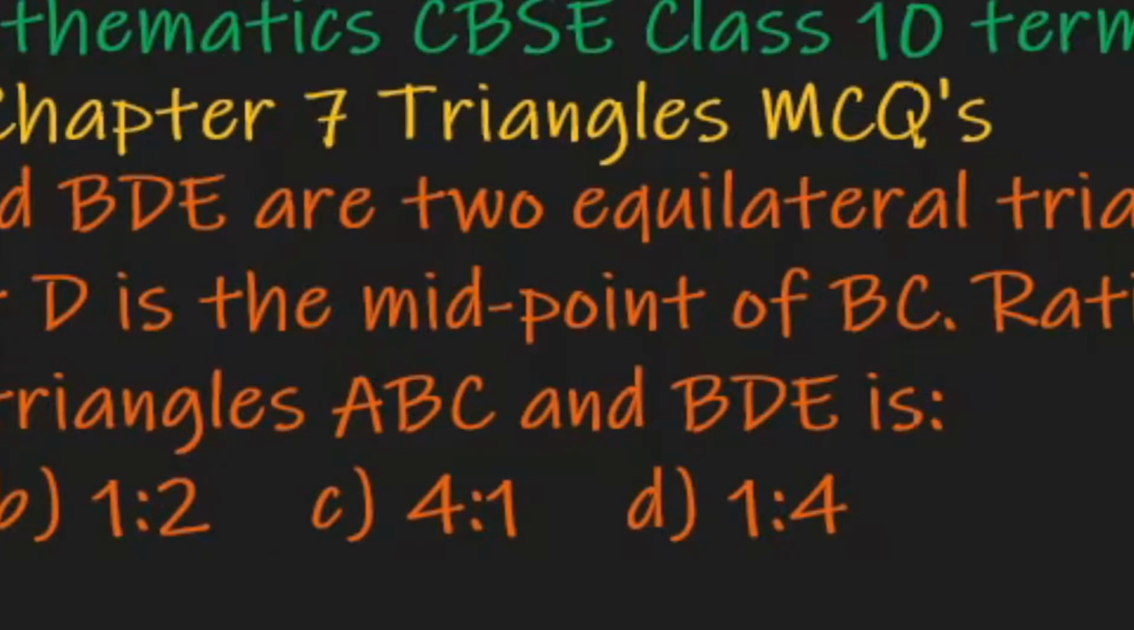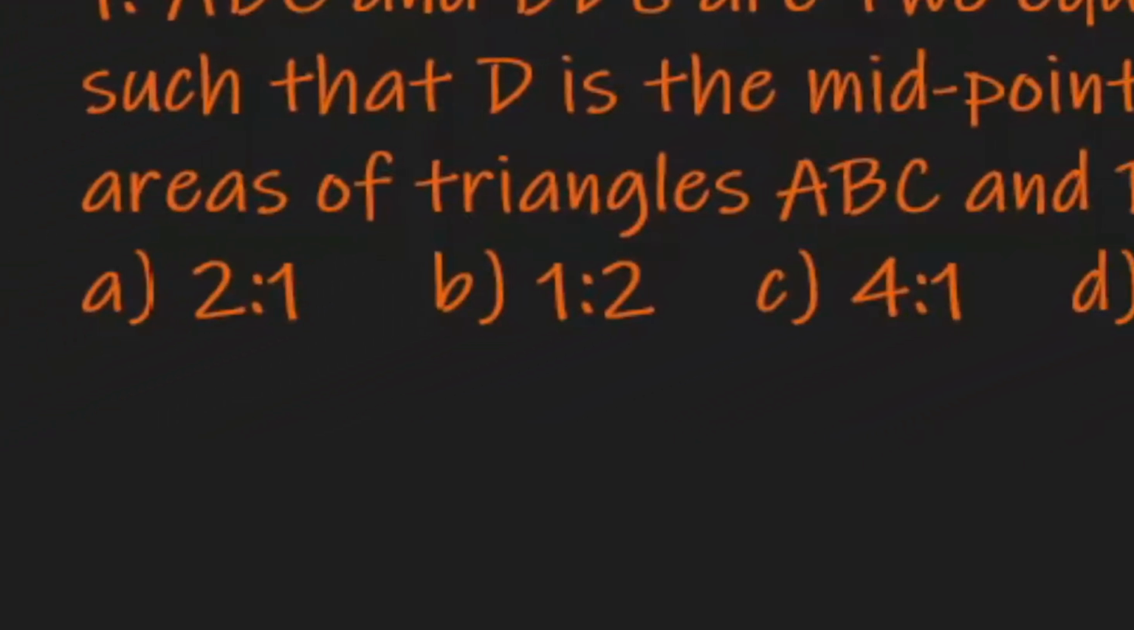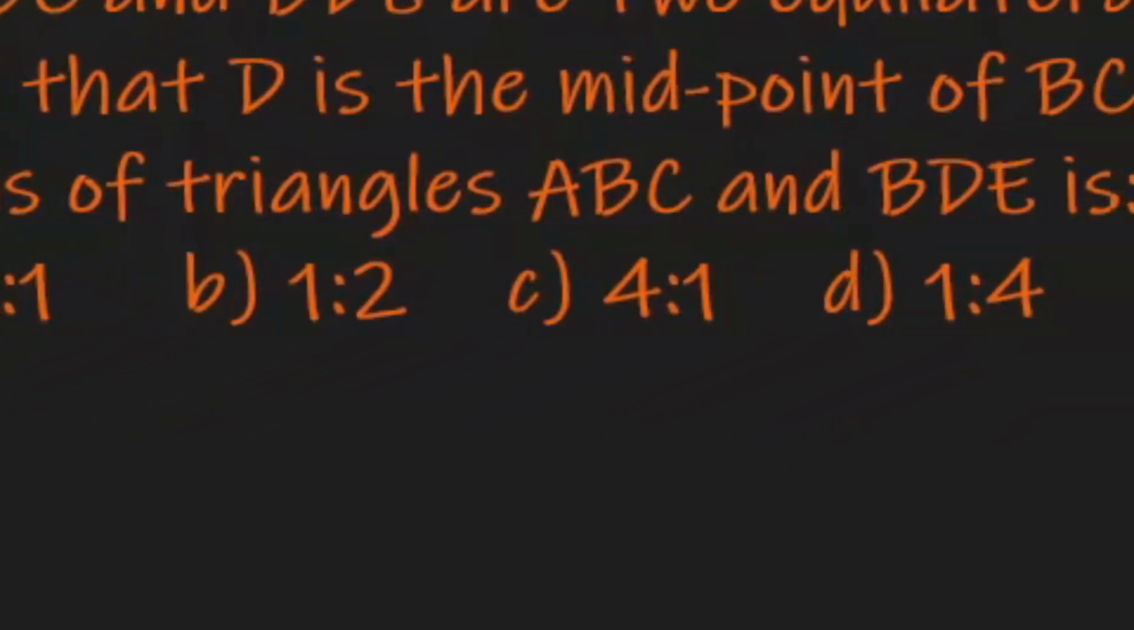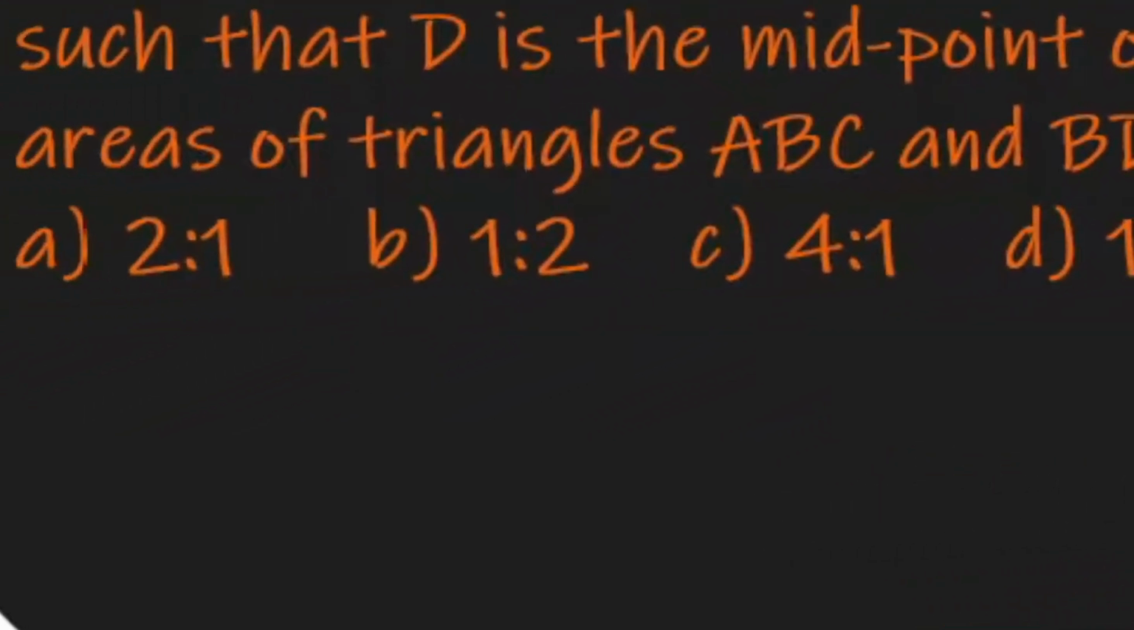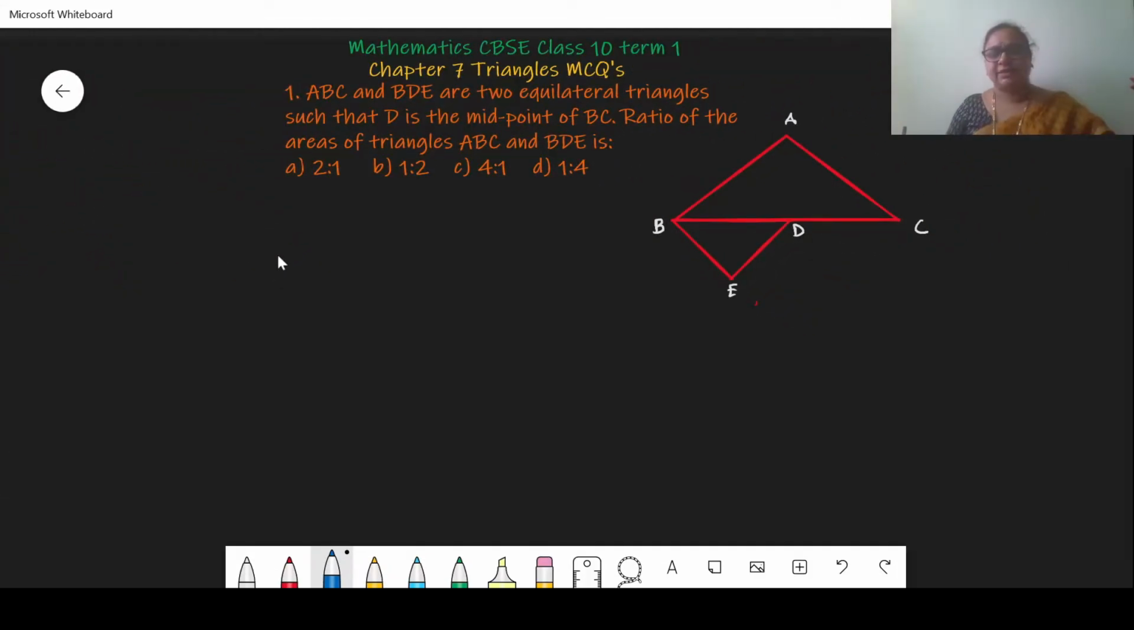ABC and BDE are two equilateral triangles such that D is the midpoint of BC. The ratio of the areas of triangles ABC and BDE is. Given ABC is an equilateral triangle, so area of triangle ABC is equal to root 3 by 4 A square.